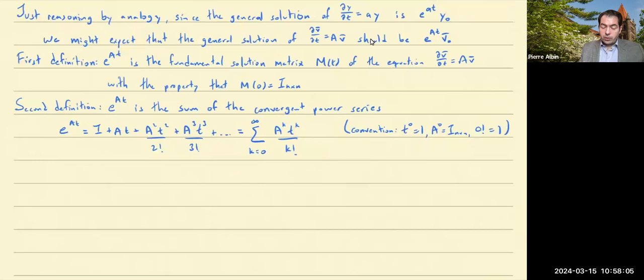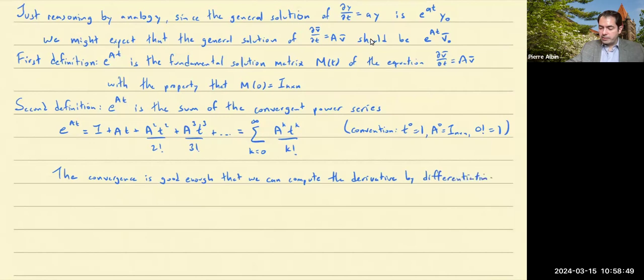Okay, so we can't just give two definitions of the same thing without justifying that they agree. So in this case, the key fact is that this convergence is good enough. I won't go into the details, but it's good enough that we can compute the derivative by differentiating each term.